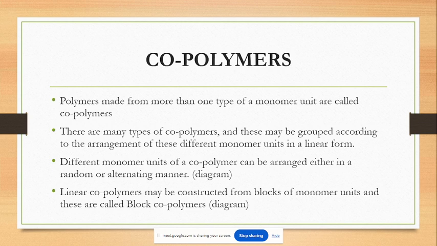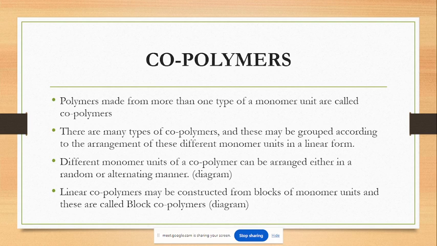Copolymers are made from more than one type of monomer unit, and those monomer units may be arranged in many ways, either in an alternating arrangement or in a random arrangement. They can also be blocked. There are many types of copolymers, and these may be classified according to the arrangement of these different monomer units in a linear form. Like I said, these monomer units may be arranged in a random way or in an alternating way.